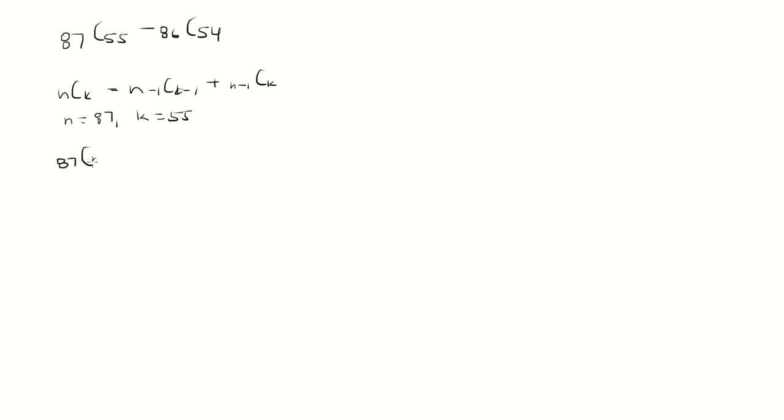Let's express 87 choose 55 minus 86 choose 54 as a single term from Pascal's triangle in the form of n choose r. So we need to use a formula. N choose k is equal to n minus 1 choose k minus 1 plus n minus 1 choose k. So for this problem, we will let n equal 87 and k equal 55. So we have 87 choose 55 equals 86 choose 54 plus 86 choose 55.